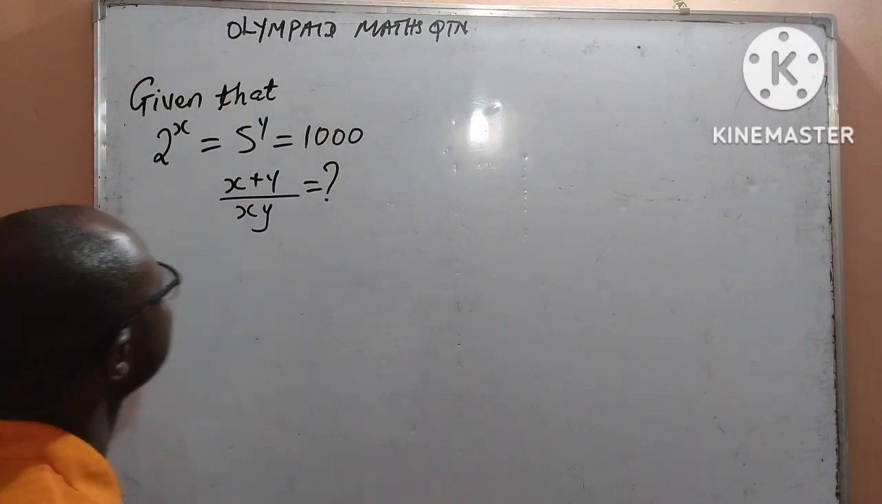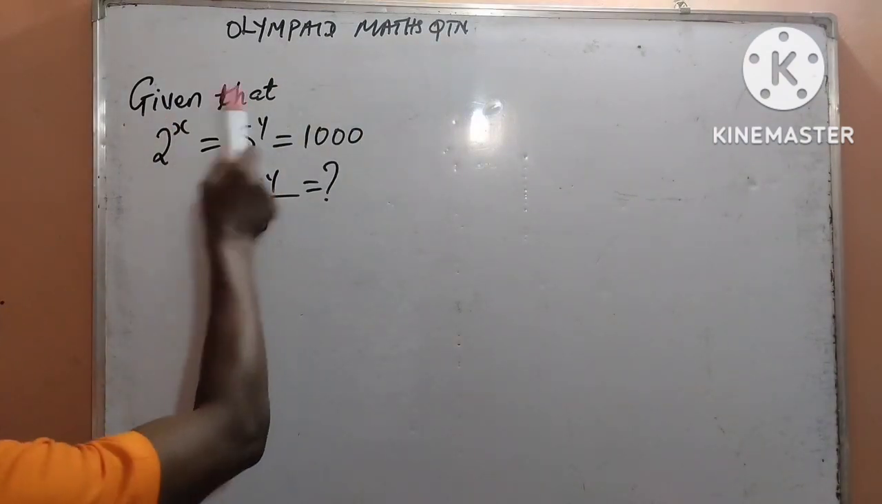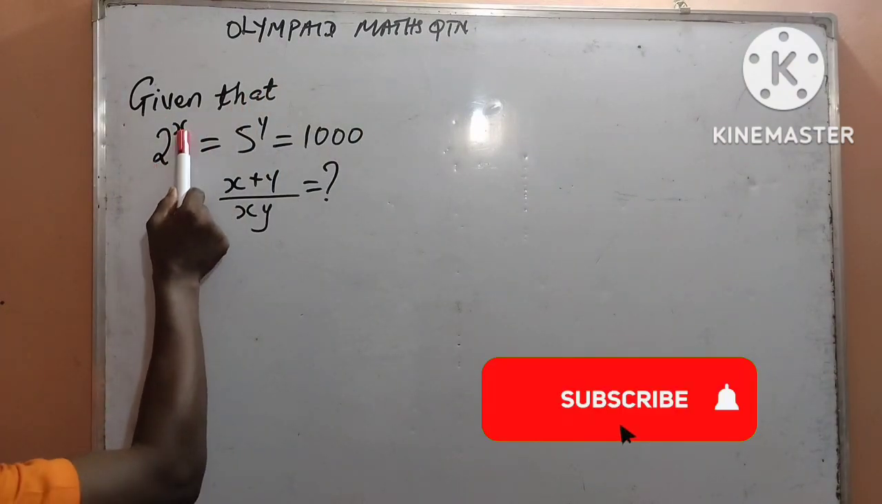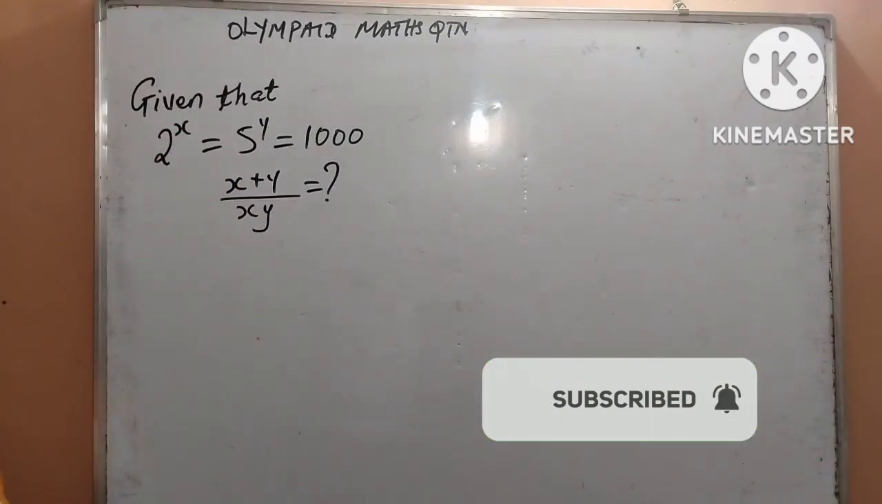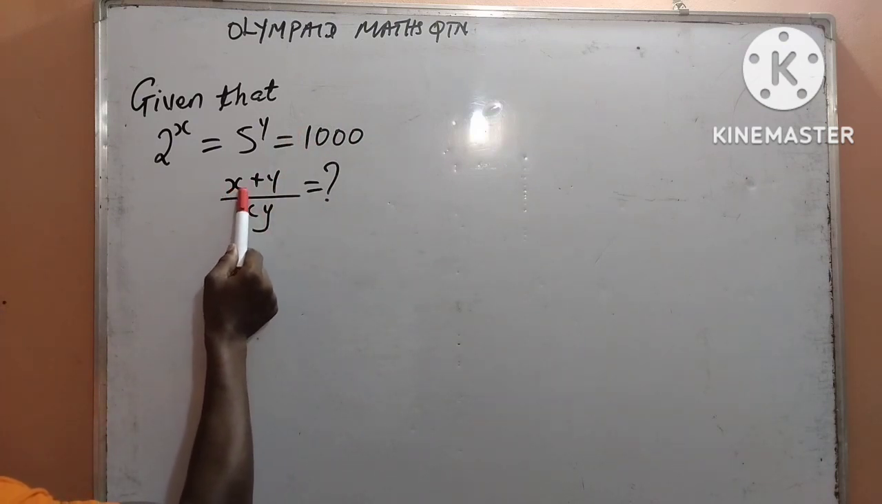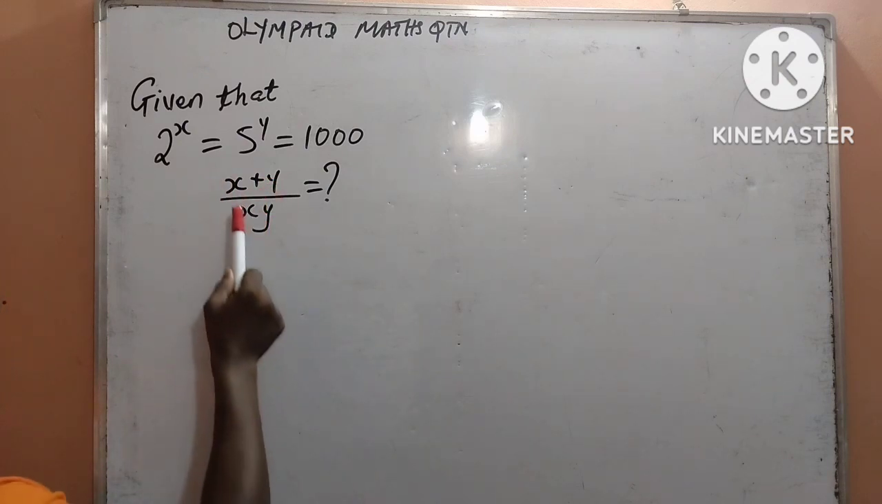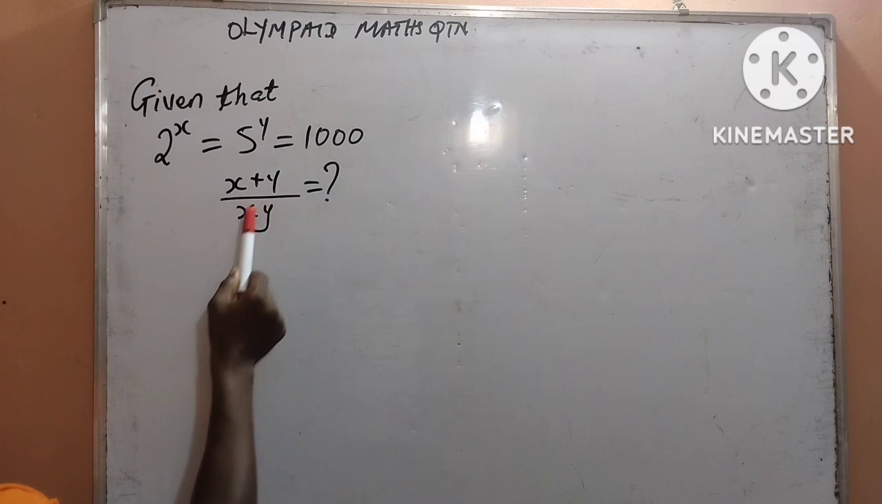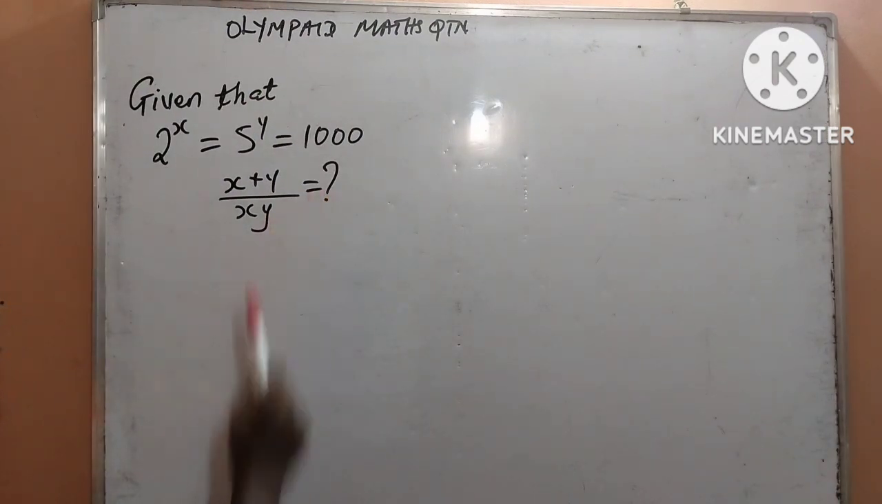In today's math class, we shall be taking an Olympiad math question. Given that 2 to the power of x is equal to 5 to the power of y, and it is equal to 1000, we are requested to find (x + y) over xy. What should it be equal to?